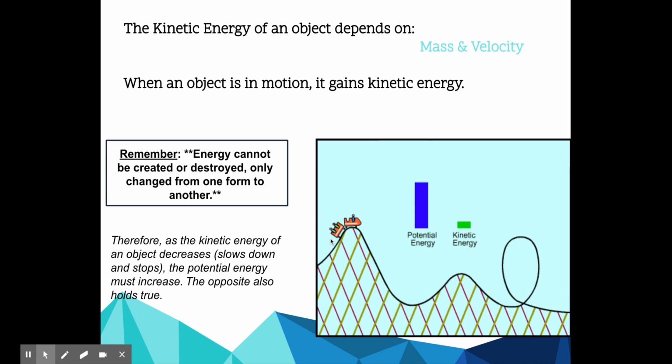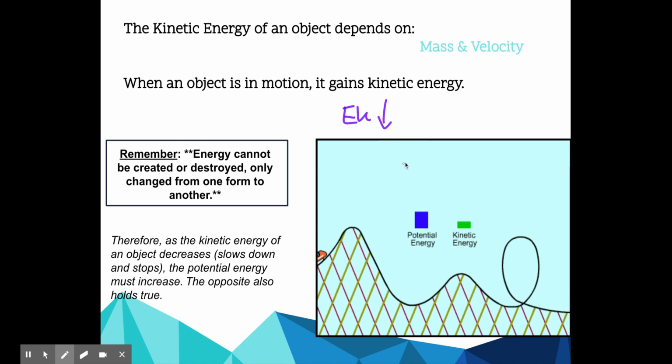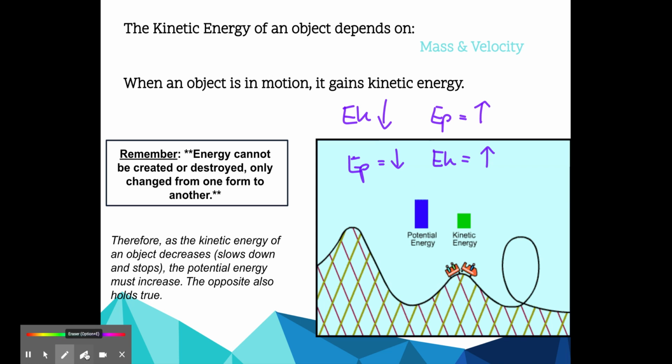So as kinetic energy of an object decreases, as EK goes down, and we use EK to represent kinetic energy, EP goes up, and vice versa. If EP decreases, EK, kinetic energy, because it's gaining speed, is going to increase. Okay, and we see a lot of this when it comes to our next topic of efficiency.